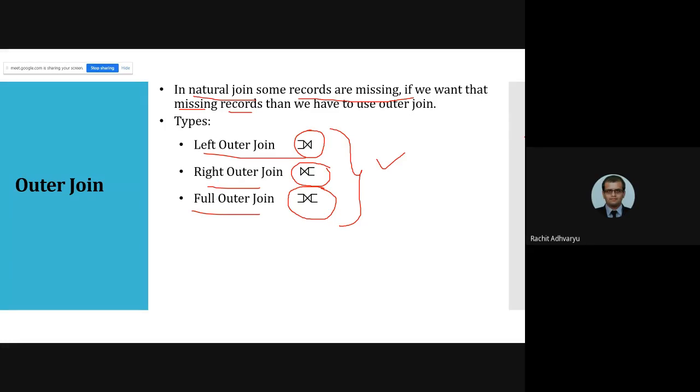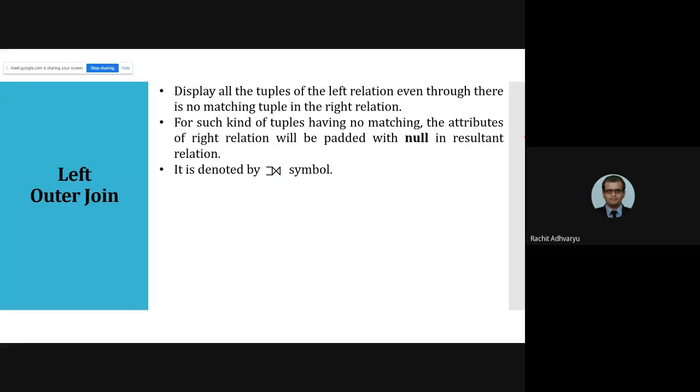Let us see what it is actually. In left outer join, what we are going to do is display all the tuples, that is all the rows of the left table, and we will only display the common data of the right table.